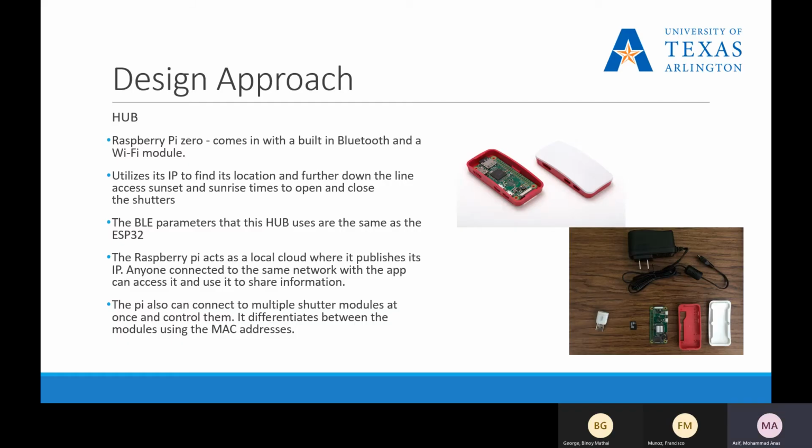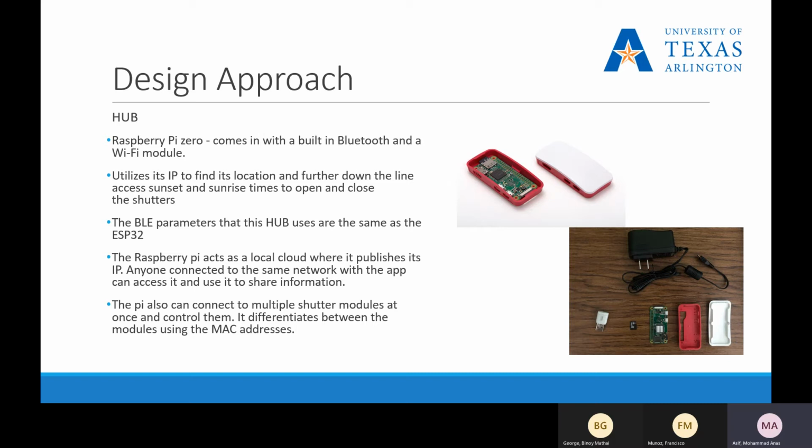For the hub design, the Raspberry Pi Zero was ideal as it comes with a built-in Bluetooth module, which is required to communicate with our Shutter ESP32 modules. It is already FCC certified and comes in a small case. All of these are extra costs which our sponsor does not have to care about anymore because it's already there. Hence, it was a perfect option for us.